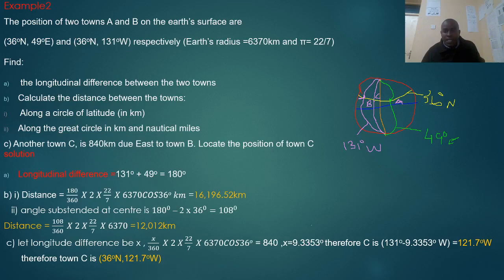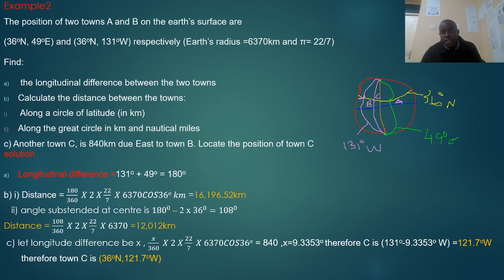If this is the value of x as 9.33, we know 131 west, and this is also the same side of the longitude. They are pulled towards the west. Now the longitude difference you are supposed to subtract, because they are in the same direction. This one is bigger than this, so it will be 131 minus 9.33 equals y.